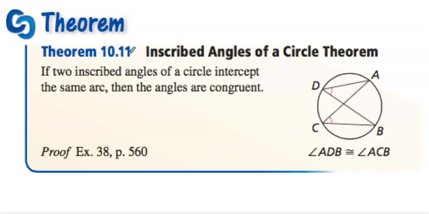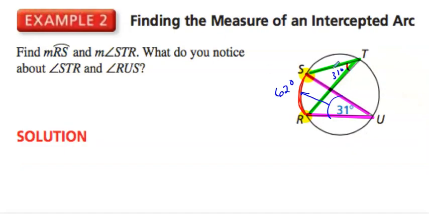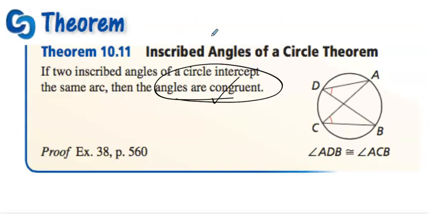Let's try another one. So what does this say? If two inscribed angles of a circle intercept the same arc, then the angles are congruent. Cool, so not much work there. So I'm going back to this one. We showed that they're both congruent. They're both intercepting the same arc RS. Angle SUR intercepts RS, STR also intercepts RS. Therefore, they are congruent. Check. Got it.